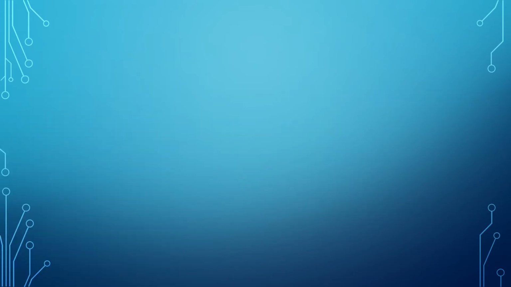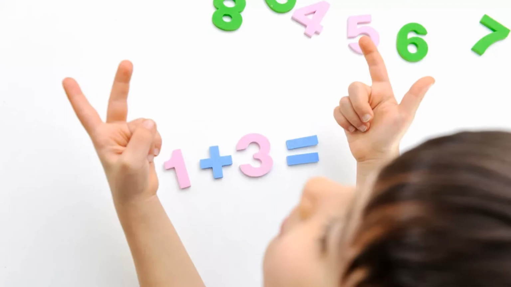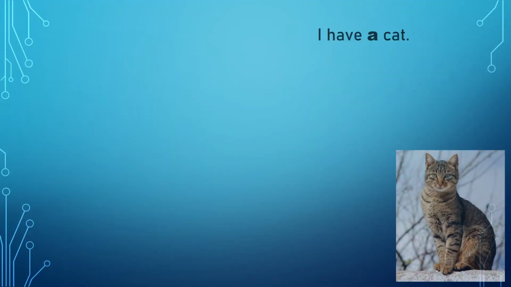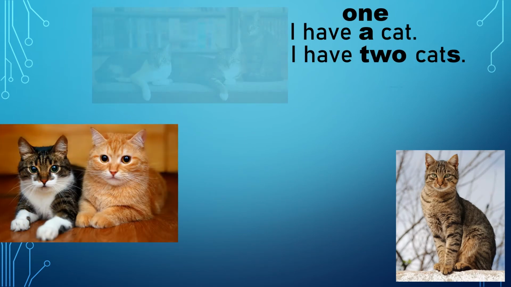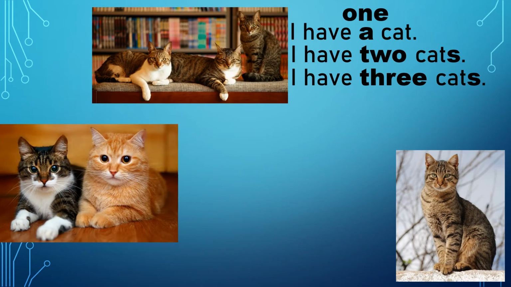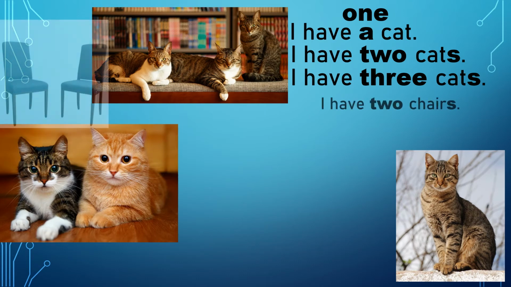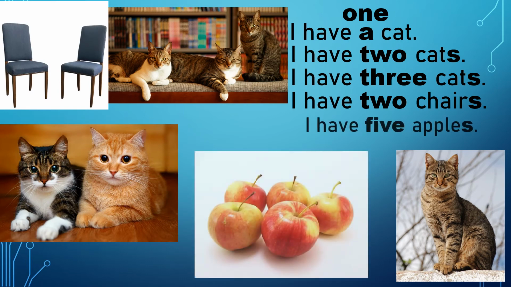The second thing you need to know is that with countable nouns, a lot of the time we can count them. For example, I have a cat. This is one cat. I have two cats. I have three cats. You can count chairs, and it's a countable noun. I have two chairs. I have 5 apples. These are all countable nouns.